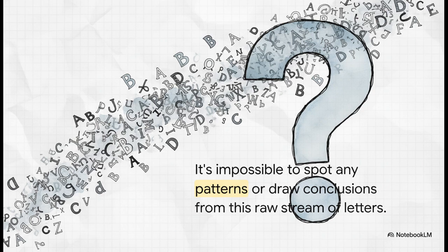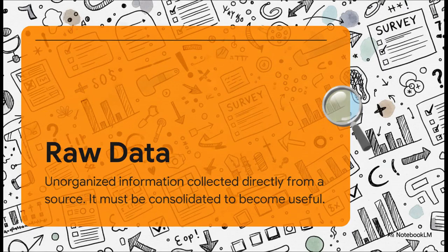This is the heart of the problem with raw data. There's no pattern, no story you can see right away. And there's a technical name for this stuff, raw data. It's simply the information you collect straight from the source. But here's the key thing to remember. In this raw state, it's not useful at all. We have to do some work, we have to process it to actually unlock its value.